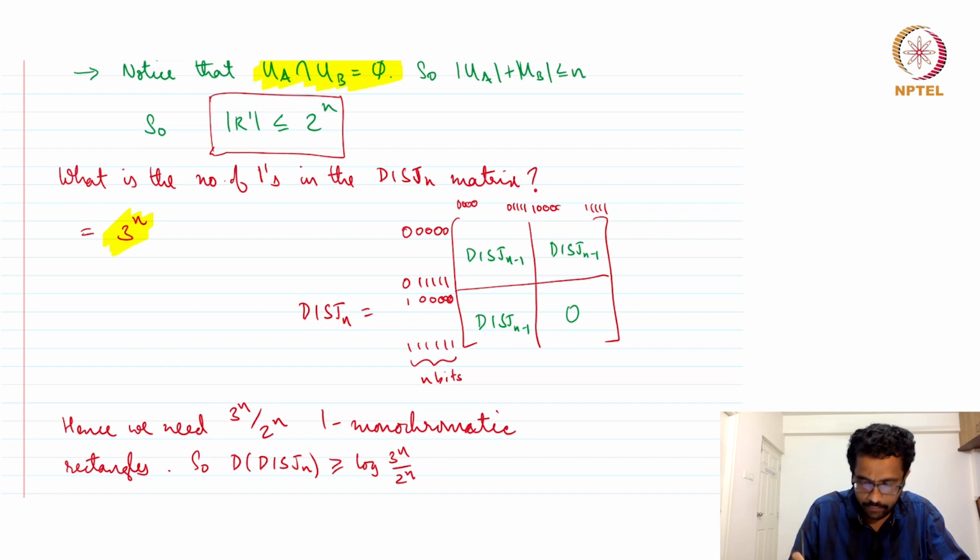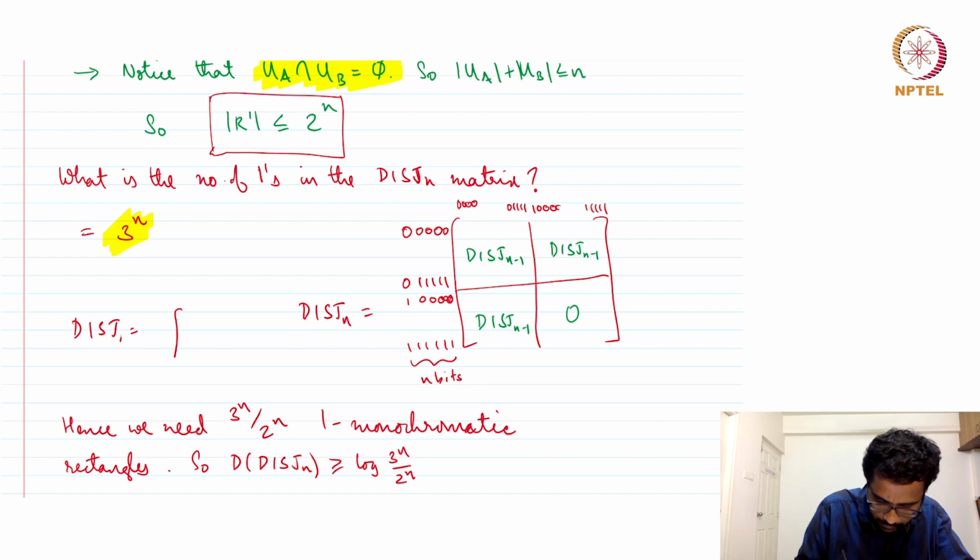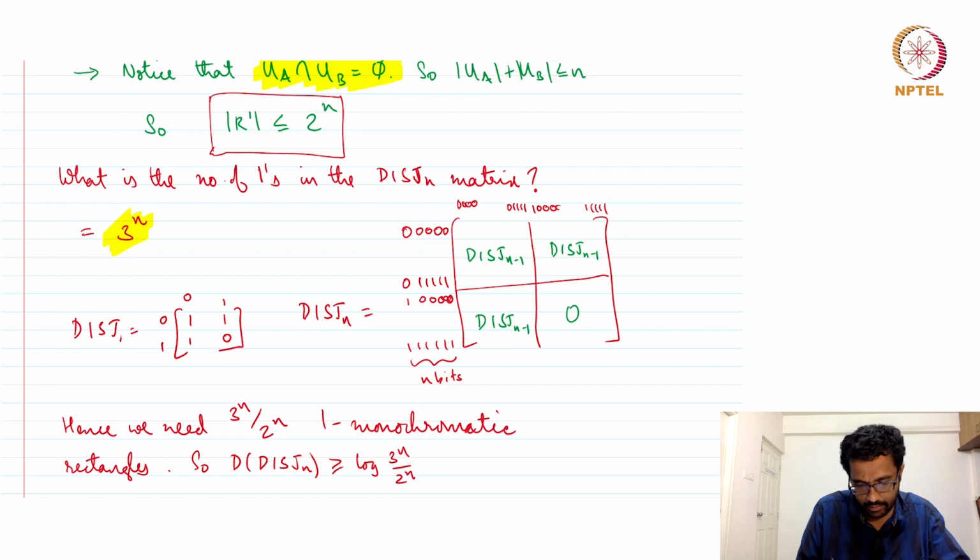And so the number of ones in the disjointness matrix for n is 3 times the number of ones in the disjointness matrix for n minus 1, simply because there are 3 copies of the disjointness matrix. If you look at the disjointness matrix for 1, it is simply 0 1 0 1... this is 1, this is 1, this is 1, this is 0. The only way they could be not disjoint is if both the row and column have 1. So disjointness of 1 has 3 ones, and so disjointness of 2 will have 3 times 3, 9 ones, and so on. So the disjointness matrix for n will have 3 power n ones.